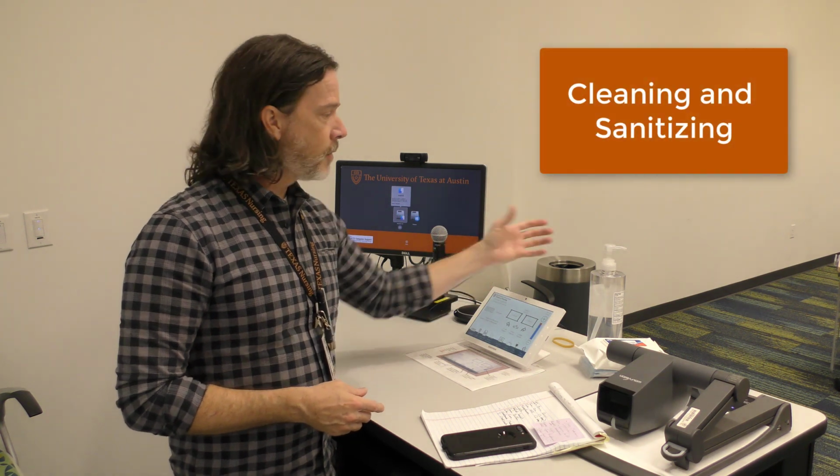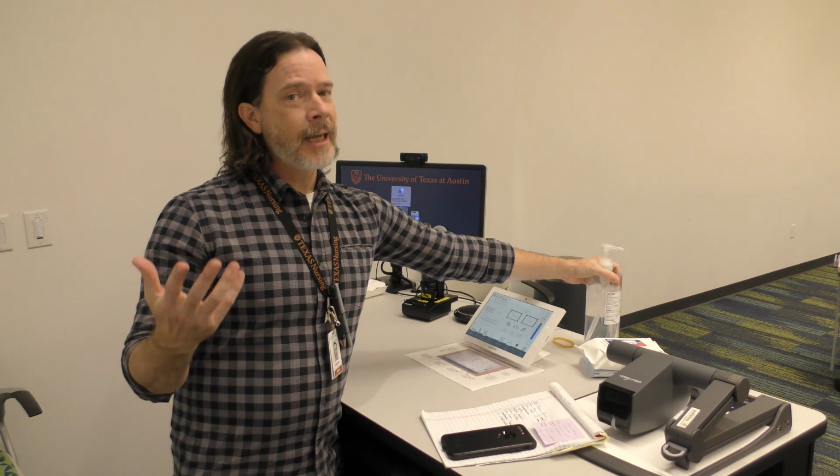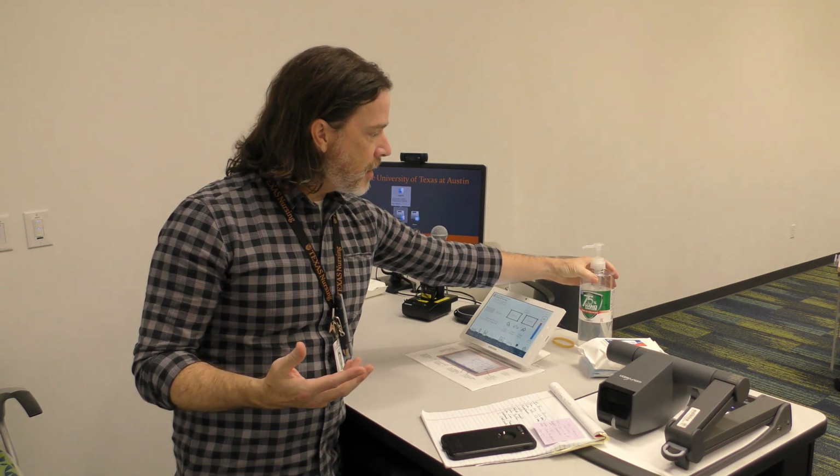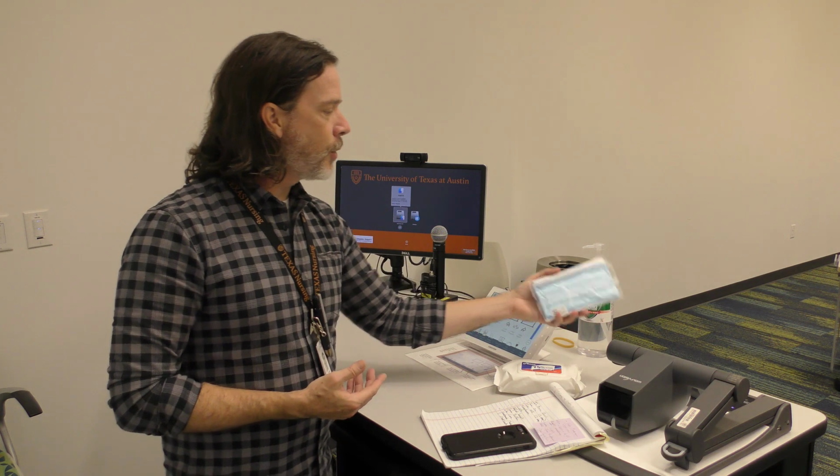All of the classrooms in this building also have a variety of material to help you keep things clean and sanitary. So as you see here, we've got a jar of hand sanitizer. We've got some alcohol wipes to wipe things down. And every room should have at least a small quantity of extra face masks in case you or your students need one. And as I mentioned, all of these things should be available in every classroom.